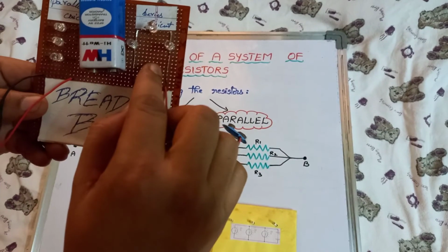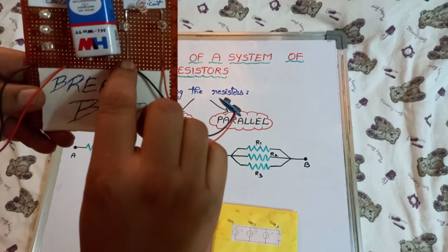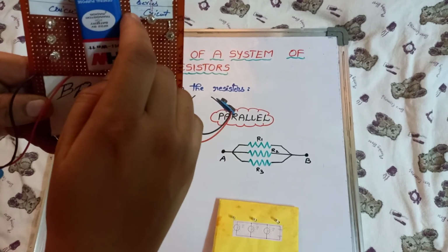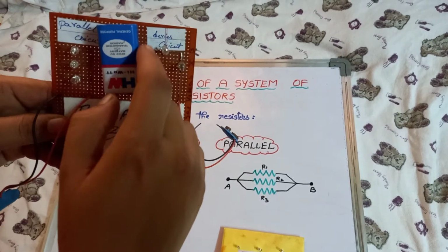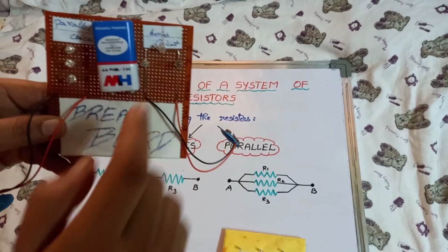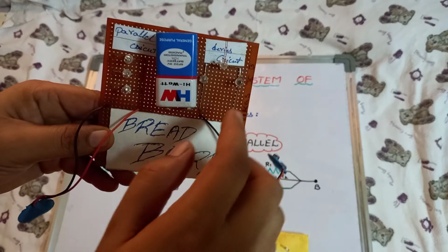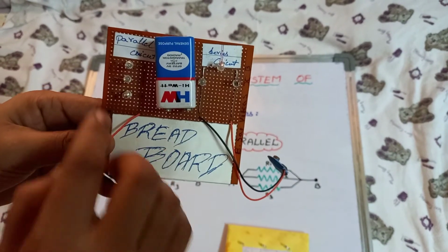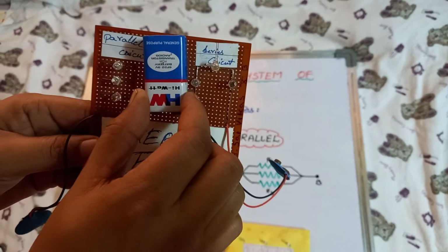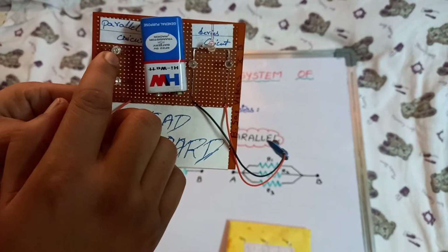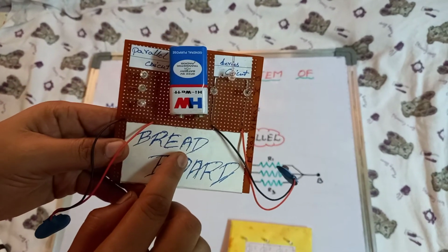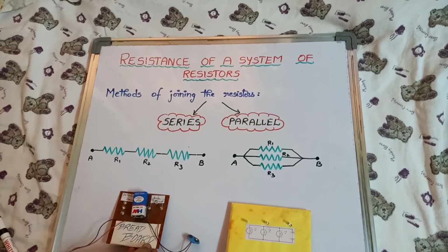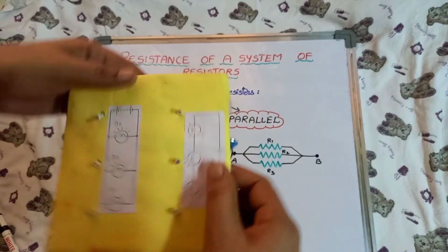Coming to series combination, here you can see one end of an LED is connected to the other end of the next LED and all three are in the same straight line. So this is series combination of resistors. With the help of a cell or a battery, we can turn on the LEDs and see the circuit. This I'll be showing you in the next class.